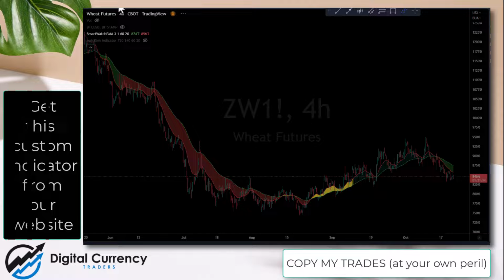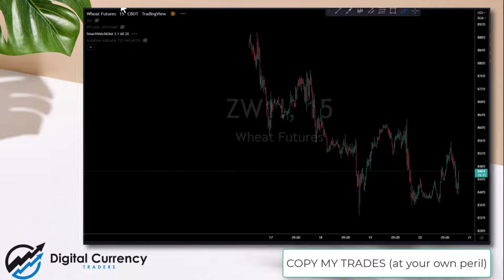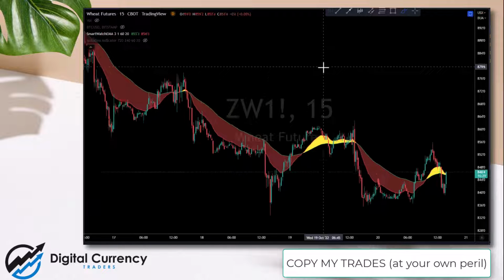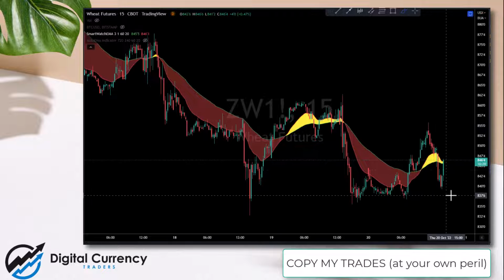So I want to zoom in and zoom in again because I want to see if there is the earliest indications of the 1, 2, 3 pattern setting up here.